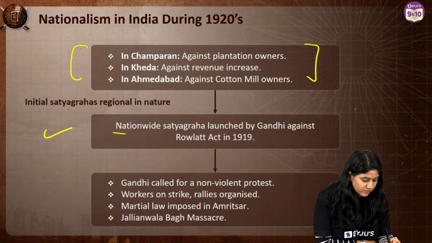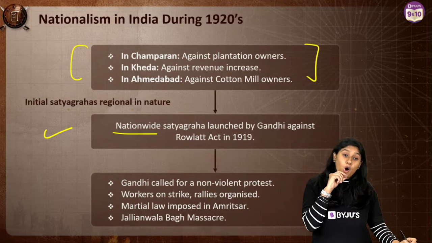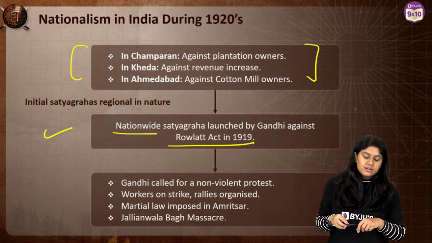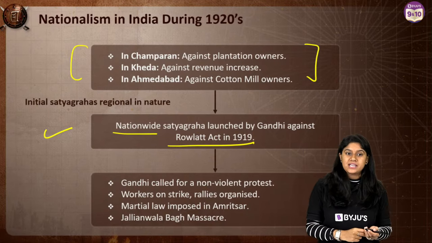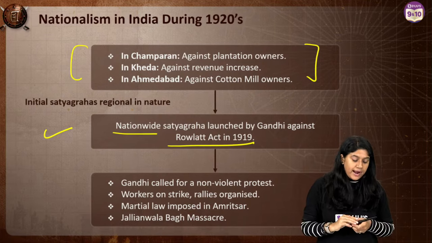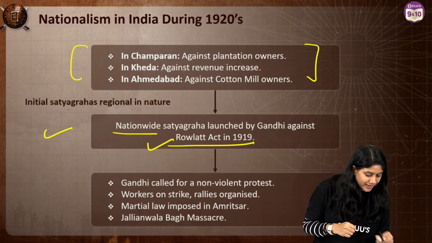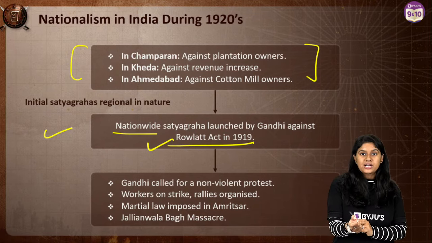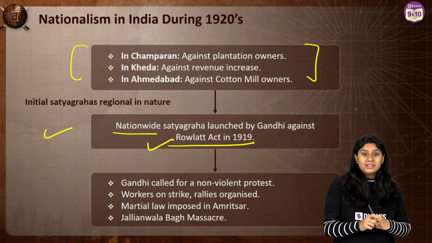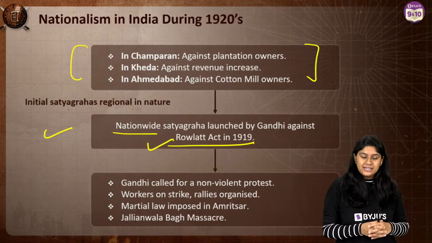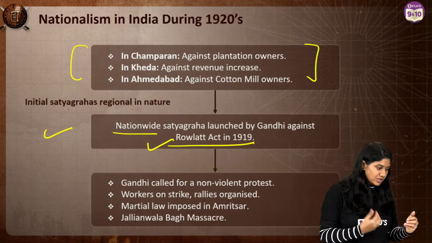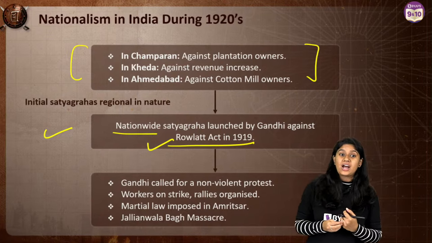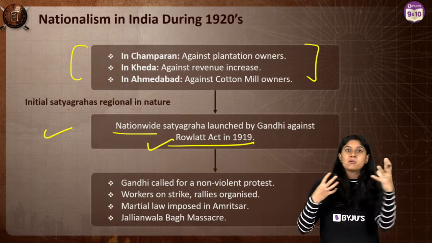Then of course, the nationwide Satyagraha launched by Gandhiji, in which year? 1919, and on which date? 6th April. So this is also very important. And it was against the Rowlatt Act, right? According to this act, the Britishers or the government had the power to arrest anyone, whether a freedom fighter or a Satyagrahi, and put them behind bars without any trial, without taking these people to court.